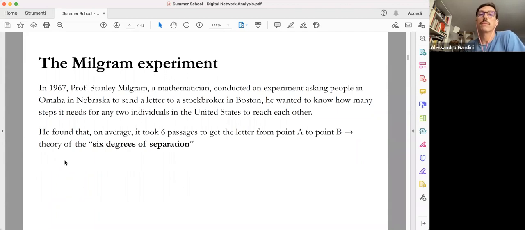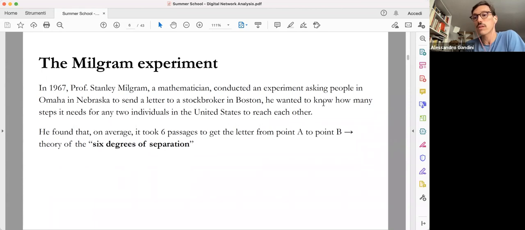And he came to a conclusion that the amount of times on average, the amount of passages, the amount of steps that it takes for a letter to go from Omaha to Boston was six. And that's what gave light to the theory that we are probably mostly also accustomed to in relation to social networks, which is also quite used in common sense talking, not just sociological talking, that is the six degrees of separation, which has been translated into, again, the commonsensical statement, we are all six steps away from one another, which is an average, of course, and this is an American experiment, so who knows if this is actually true in other contexts.